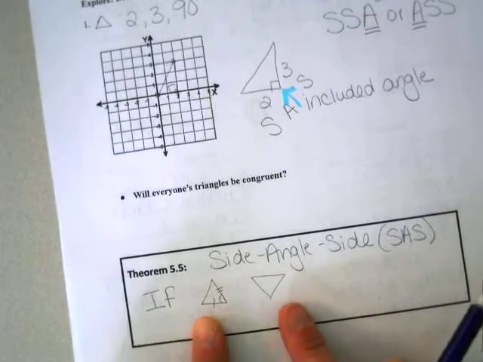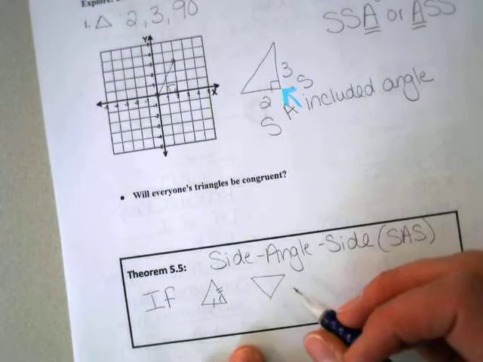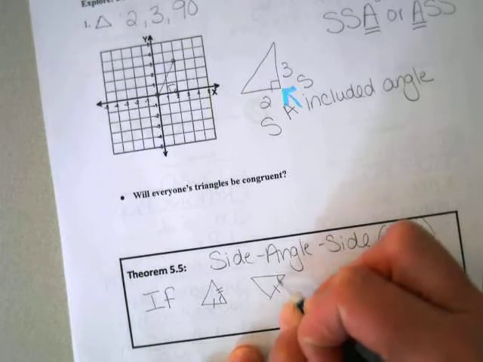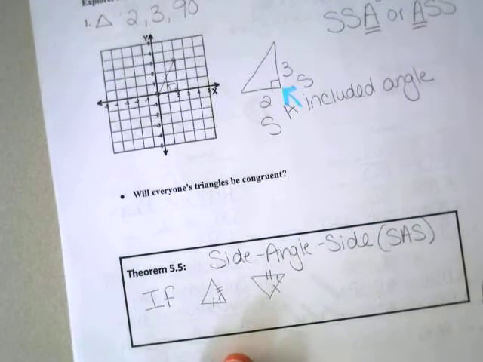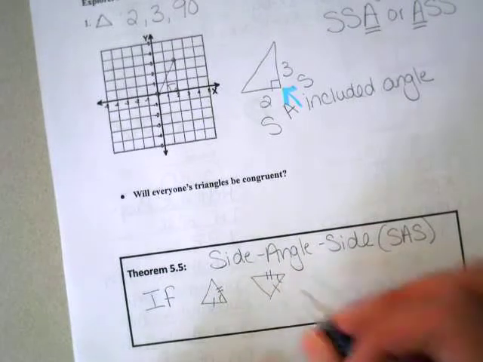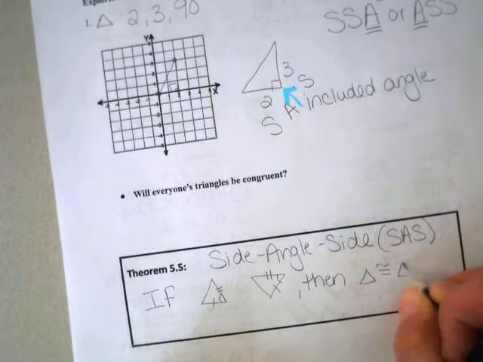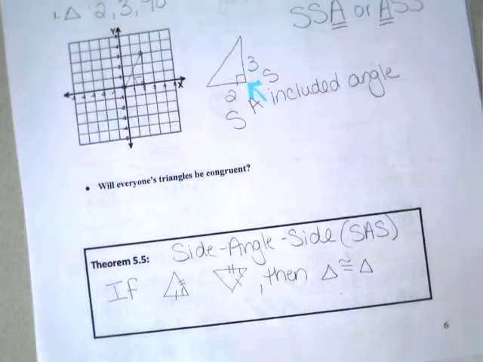Now the other triangle could be rotated, it could be reflected, it could be translated, but basically if you have the same combination, so I have side, angle, side, angle, side, then the triangles are congruent. This is only going to help you in the proofs and stuff like that. It's just going to make them shorter for us.